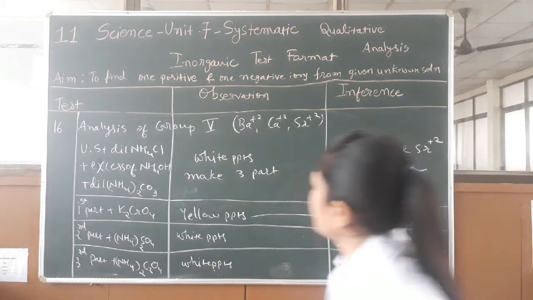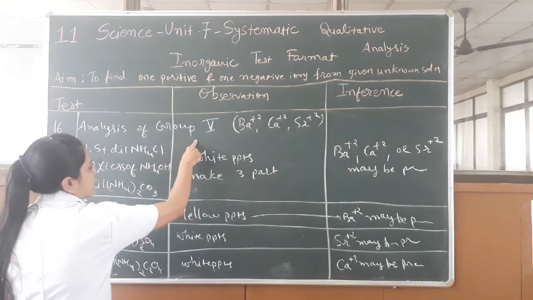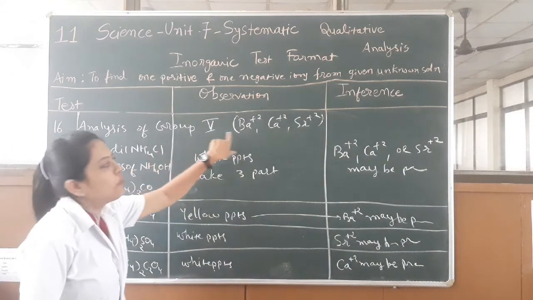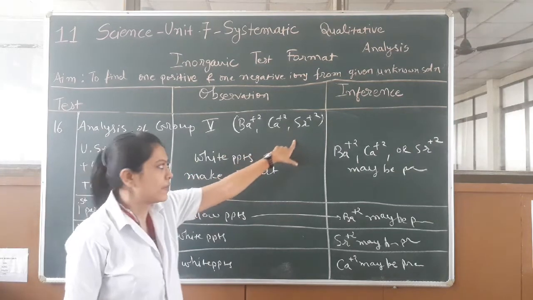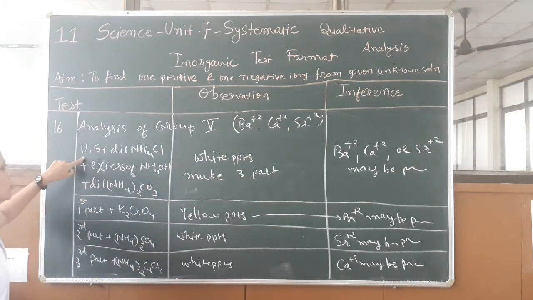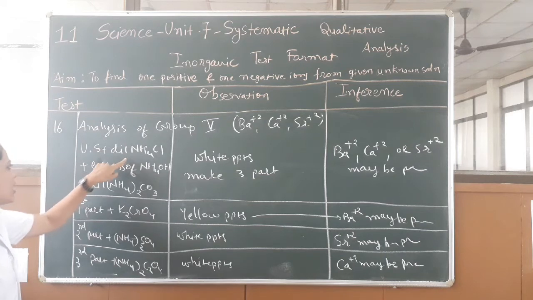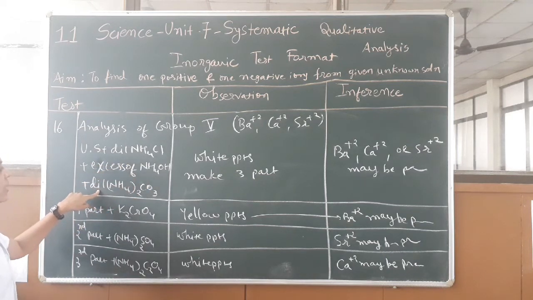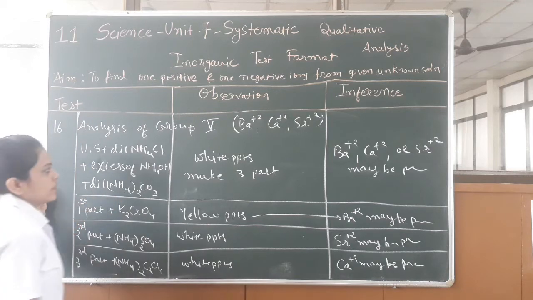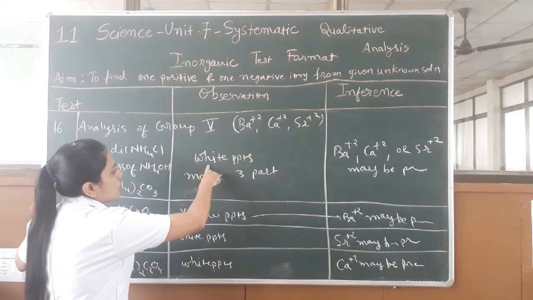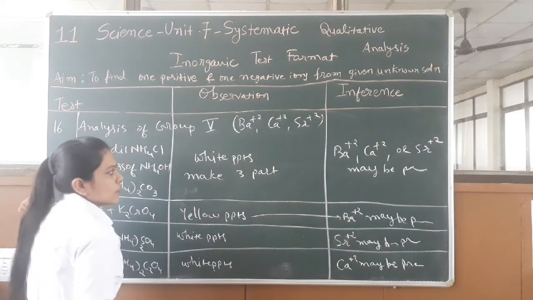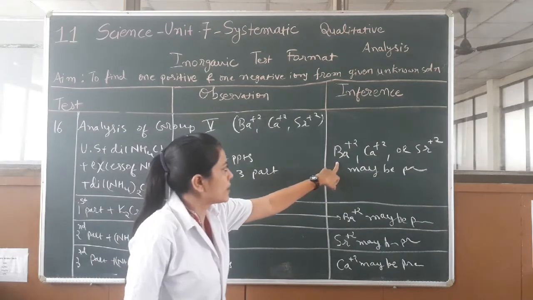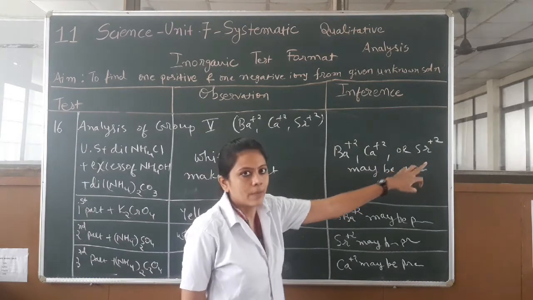Let's move. Analysis of group 5th. In group 5th, we have Ba+2, Ca+2 and Sr+2. Unknown solution, dilute NH4Cl, excess of NH4OH plus add dilute (NH4)2CO3, that is ammonium carbonate. Here we have white precipitates for Ba+2, Ca+2 or Sr+2.